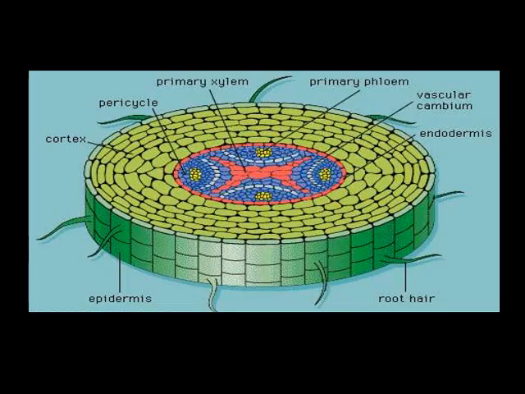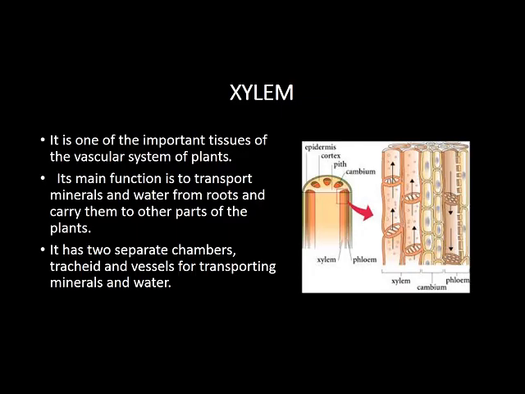Now next, xylem. It is one of the important tissues of the vascular system. Vascular system means, children, vascular bundles. When I say the word vascular system or vascular bundle, it comprises transporting tissue, mainly associated with transportation. So vascular bundles or transporting tissue are of two types, xylem and phloem. They are also actually complex permanent tissue.